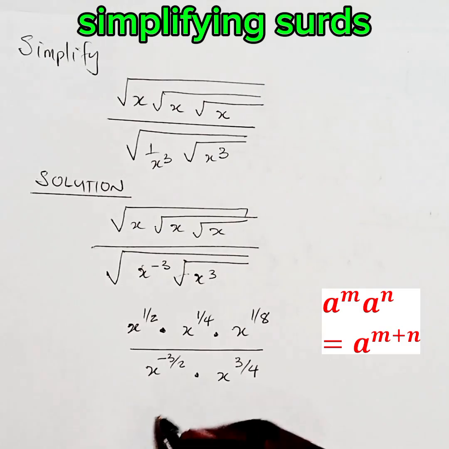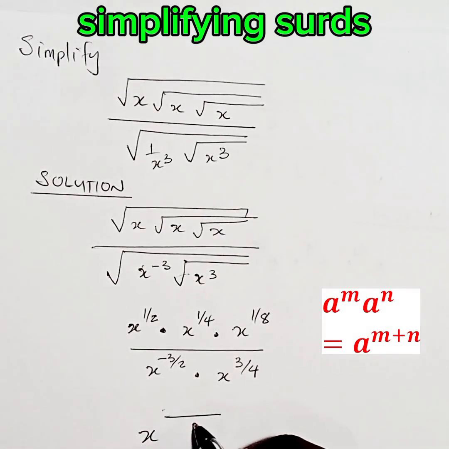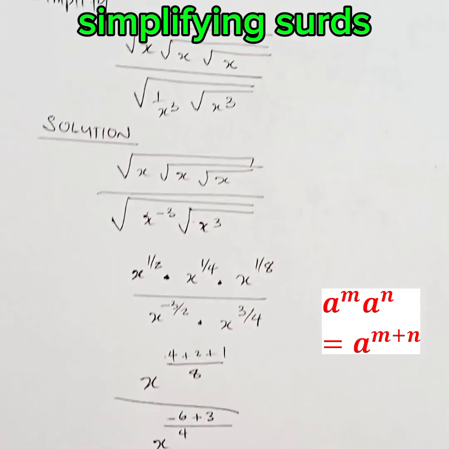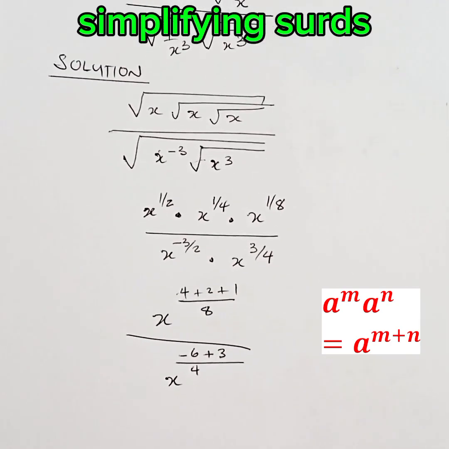So here I'll say this is x to the power, I'll put 8 down there. Then I'll say 4 plus 2 plus 1, all over 8. Here I'll add again. I'll do the same thing. I'll add the exponents. I'll say x to the power, I'll put a 4 there. Then I will have minus 6, then plus 3, like that. Okay, then I'm going to simplify.